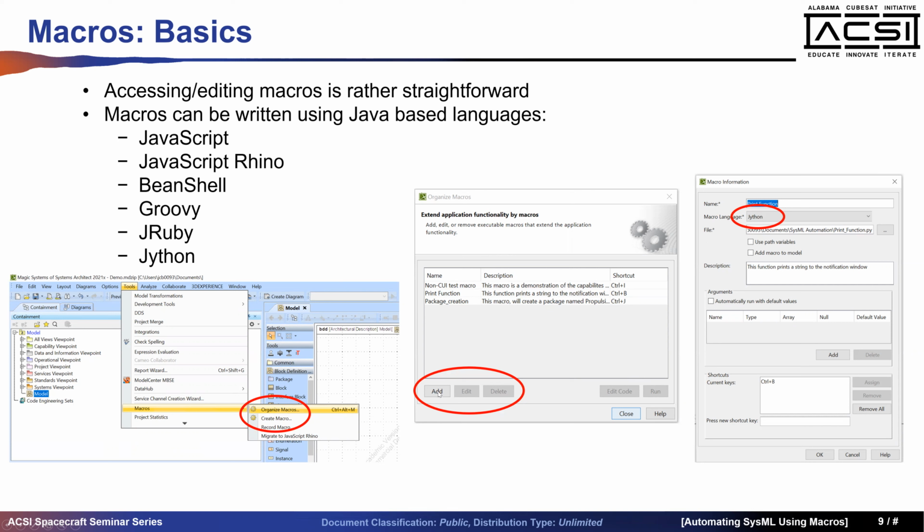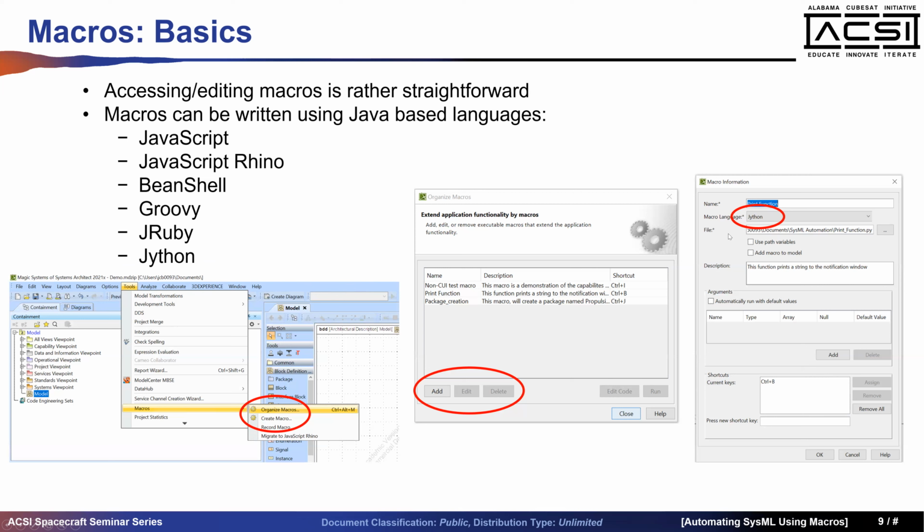But if you click on edit here, then you get into the macro information, and this is where you can edit the name. You can select the language. All of the programming languages for this are Java based. So I've got them listed here. We've got JavaScript, JavaScript Rhino, Bean Shell, Groovy, JRuby, and of course Python, Jython. Jython's the one I'm going to be using because I'm familiar with Python, and Jython is basically Java and Python put together. It's the Python syntax, but implemented through Java. So if you know Python, this is definitely the way to go.